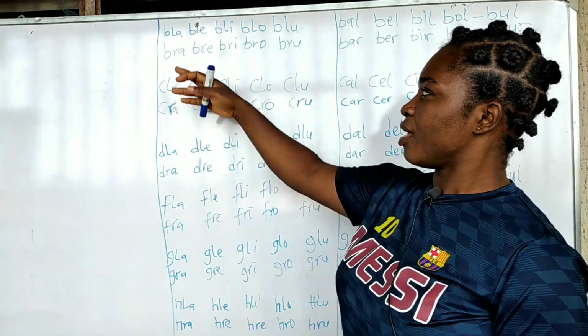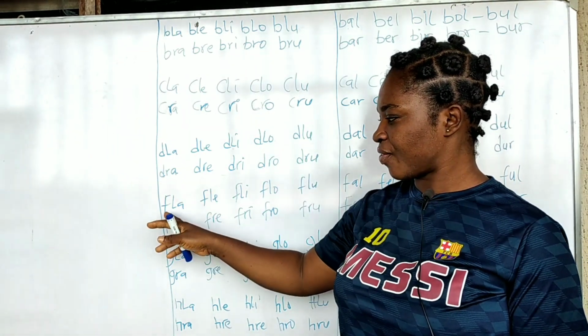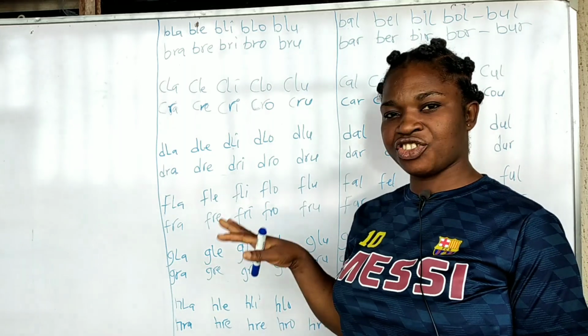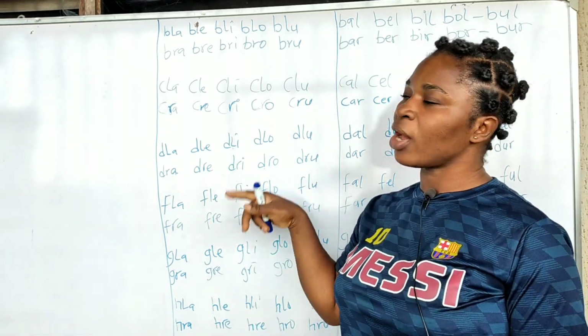So we have B, C, D, F, G, H, J to study today. We're going to walk it through to Z.